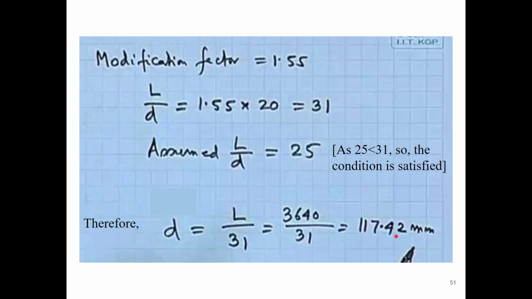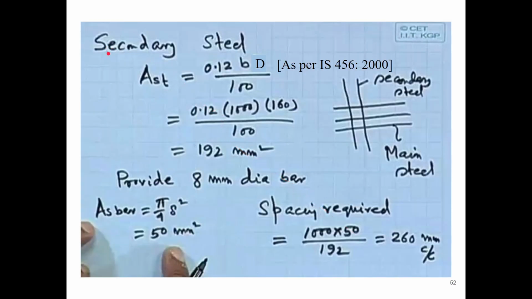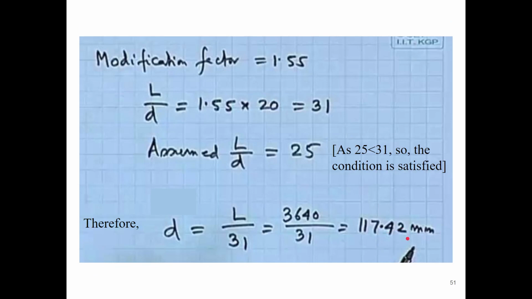Okay, 117.42 millimeter, but we have provided 140, so it will not be an issue. So, the secondary steel: this is the minimum value. We provided 140 mm effective depth and 160 mm total actual depth. So it is satisfied.